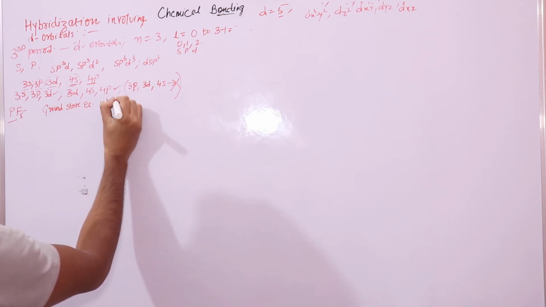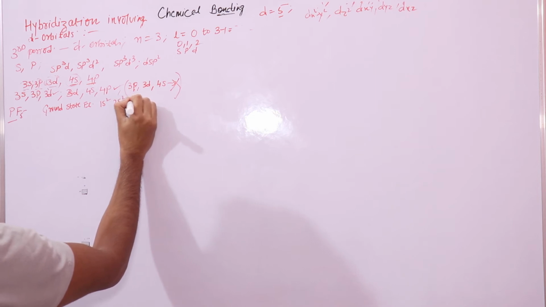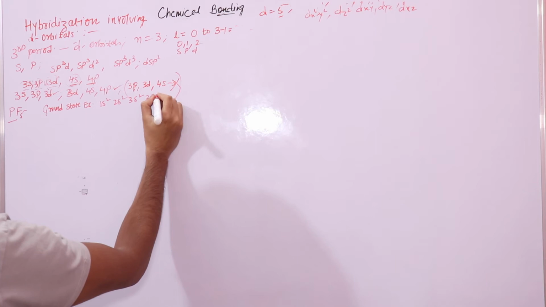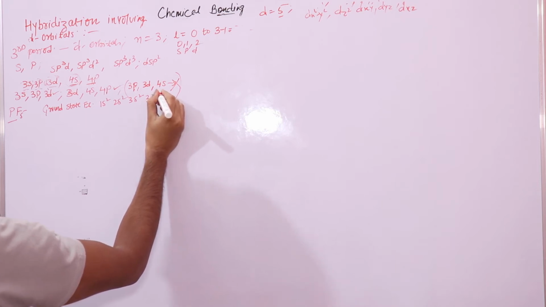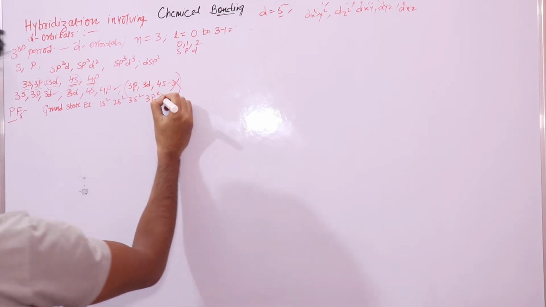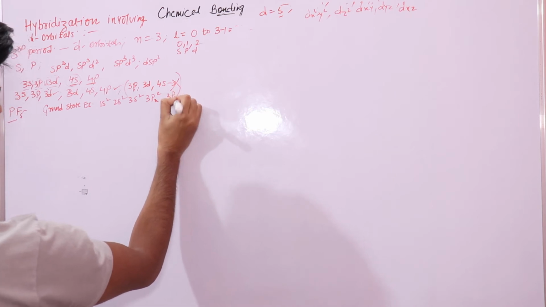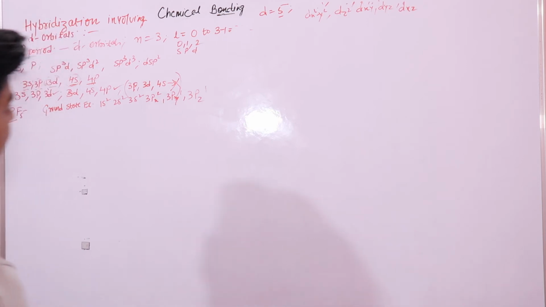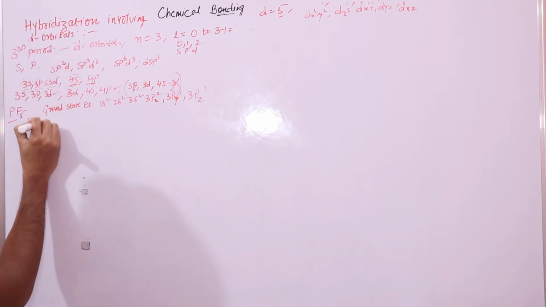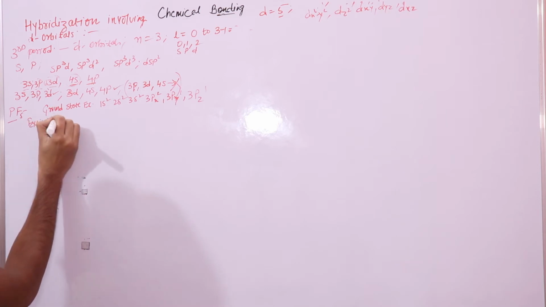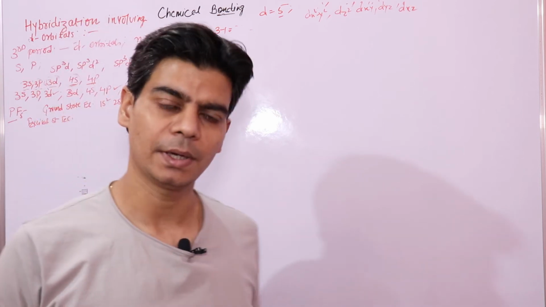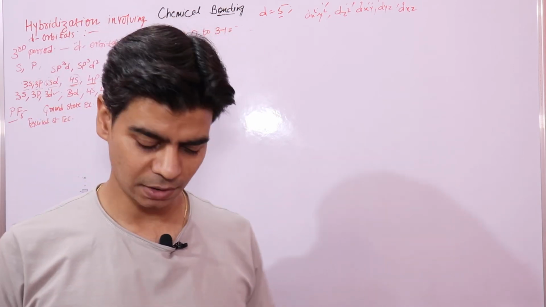It's 1s2, 2s2, 3s2, 3px2, 3py1, 3pz1, right? So now the excited state electronic configuration. Why do we say excited state and how does this excited state come about?